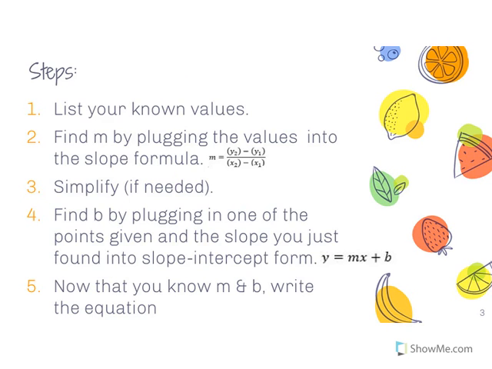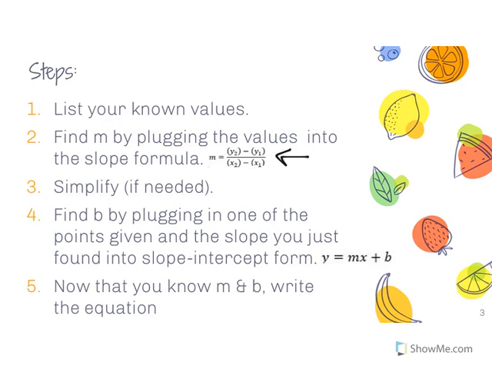Now, some of our steps on how we're going to go about doing this. Let's write down the steps first before we do some examples. Our first step: list the known values, which are your x's and y's, x1, y1, x2, y2. In order to find our slope, m, we plug those x2's, y2's, x1's and y1's into our slope formula. Then we simplify our fraction if we need to.